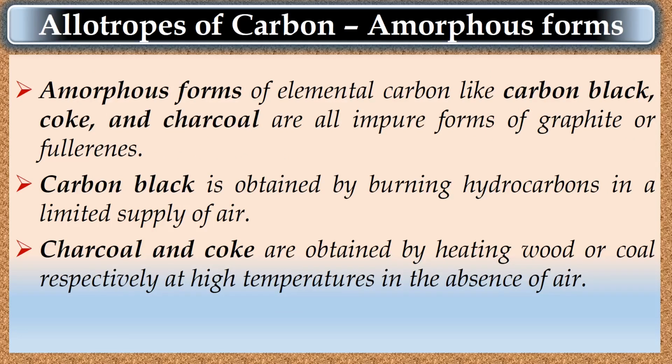Amorphous forms of elemental carbon like carbon black, coke and charcoal are all impure forms of graphite or fullerenes. Carbon black is obtained by burning hydrocarbons in a limited supply of air. Charcoal and coke are obtained by heating wood or coal respectively at high temperatures in the absence of air.